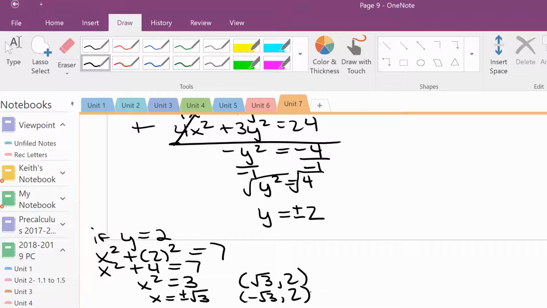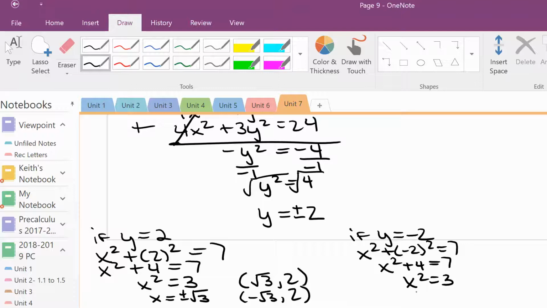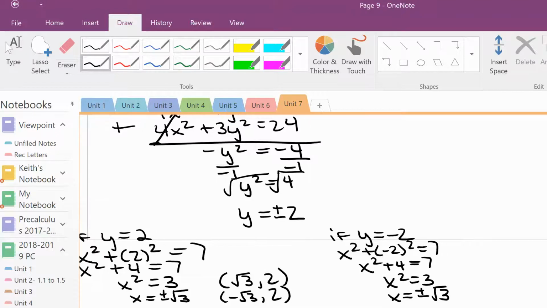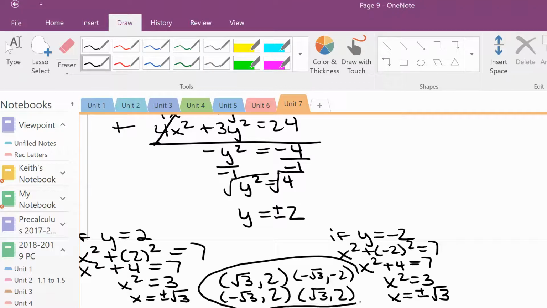And then if y is -2, you do the same thing. So you solve. So x is equal to plus or minus rad 3. So that means it's also negative rad 3 and -2, and positive rad 3 and -2. So there are 4 answers to this question. There are 4 places of intersection.